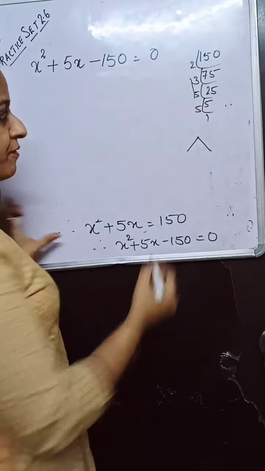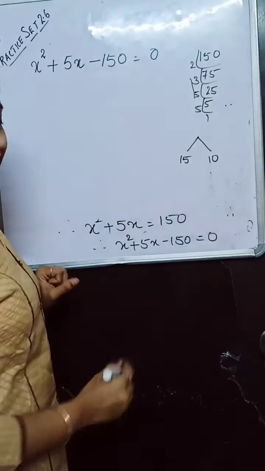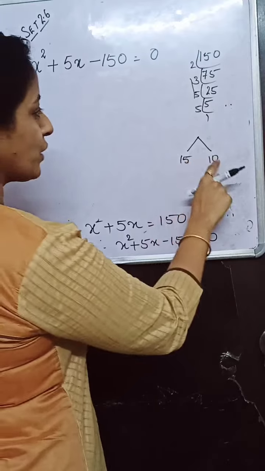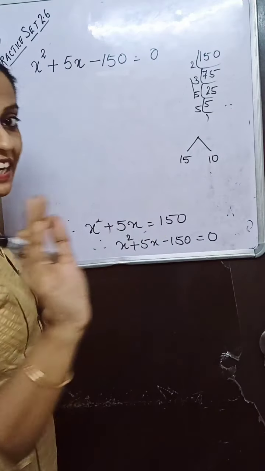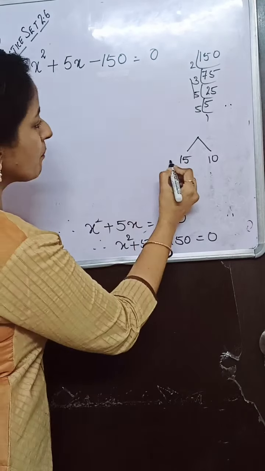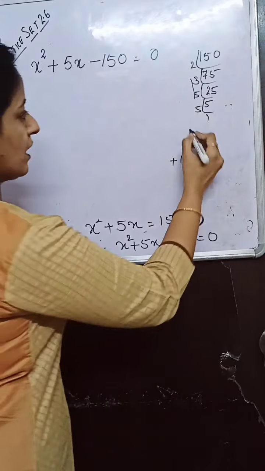5 3s are 15 and what is remaining is 2 5s are 10. 15 minus 10 will give me 5, correct? And 15 into 10 will give me 150. Now I have to decide the sign. What is the sign of the middle term? Plus. So bigger number will get plus. Obviously, this will be minus. So I am getting minus 150.